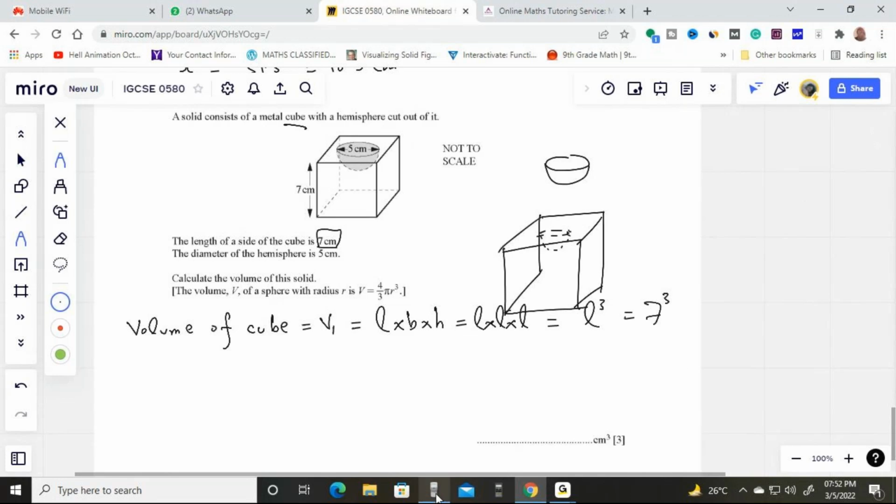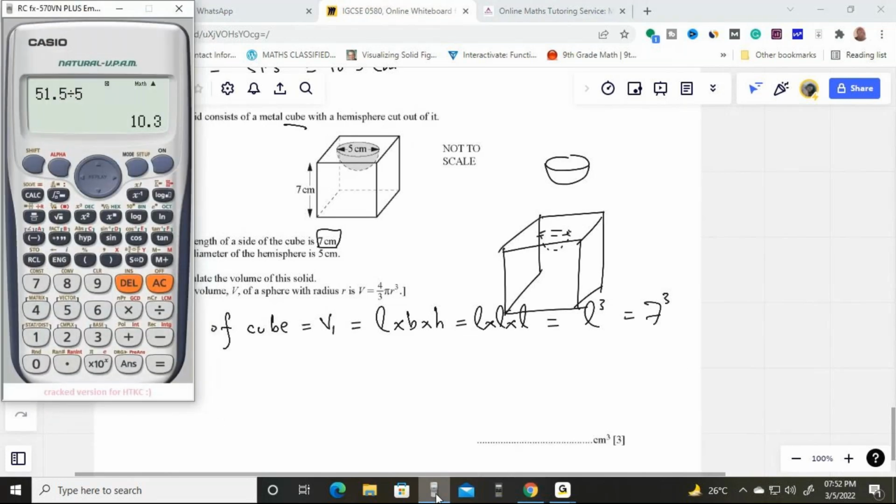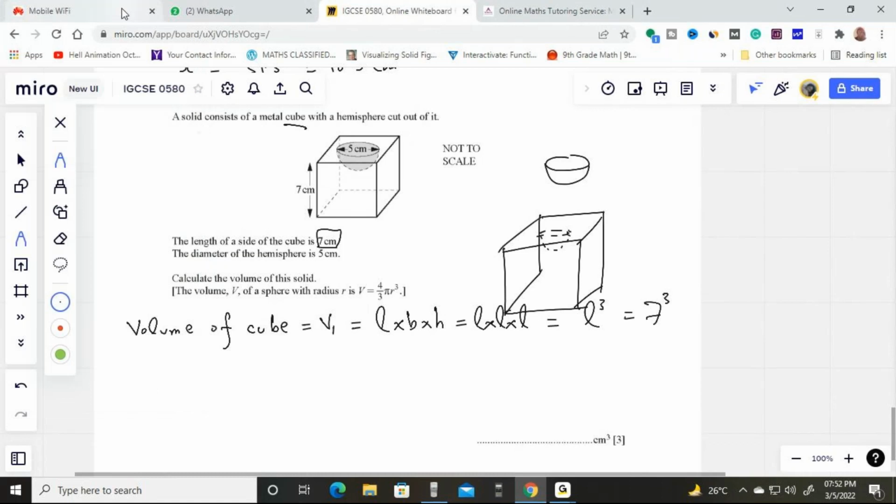And this is going to be what? 7 cube is what? 343 centimeter cube. This is the volume of the solid cube. Okay, this is the volume of the cube.